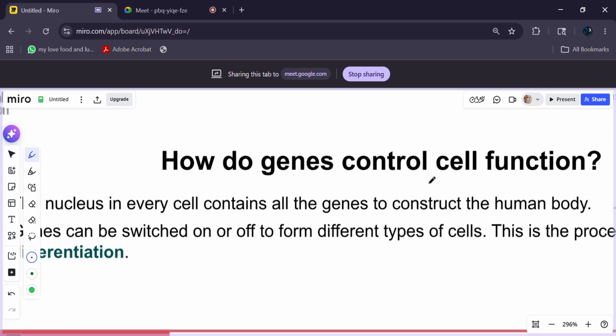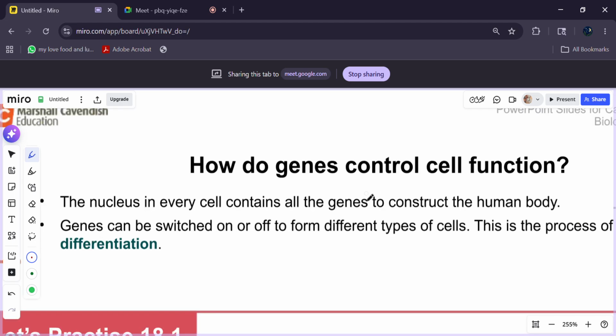The nucleus in every cell of the body contains all the genes necessary to construct the human body. So if so, how can there be different cells and tissues in the body? Well, genes can be switched on and off, and if only the muscle genes are switched on, then the cell will become a muscle cell. Similarly, if the nerve cell genes are switched on, a nerve cell will be produced, and this is a process of differentiation.